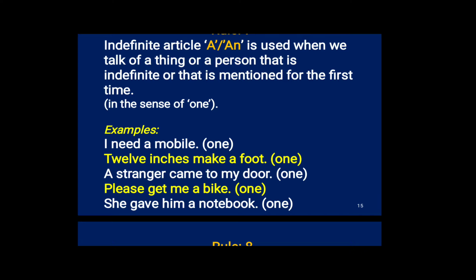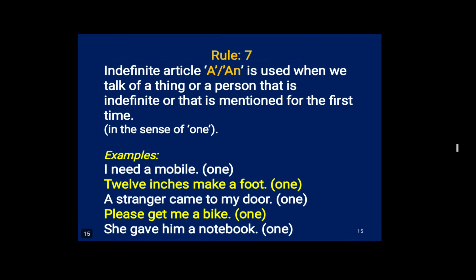A stranger came to my door. A stranger in the sense one stranger. A stranger came to my door. Please get me a bike. She gave him a notebook. In the sense one notebook. She gave him a notebook. So the indefinite article a or an is used when we talk of a thing or a person that is indefinite or that is mentioned for the first time. That is rule 7.